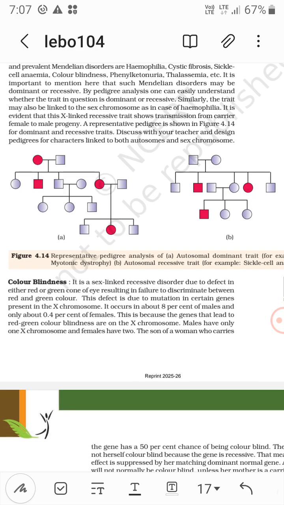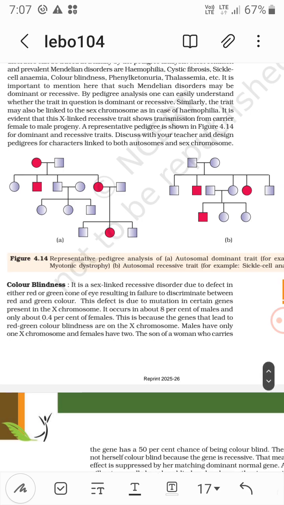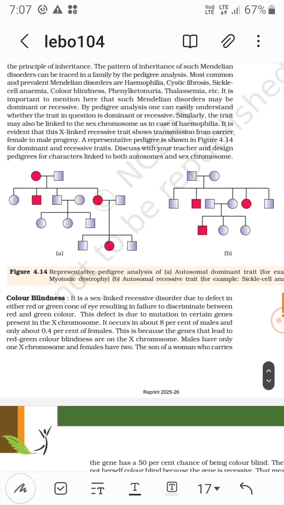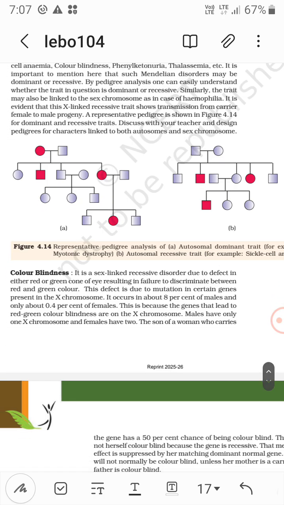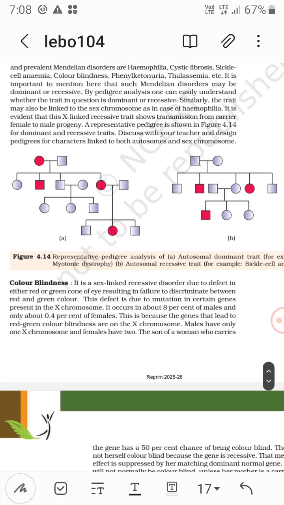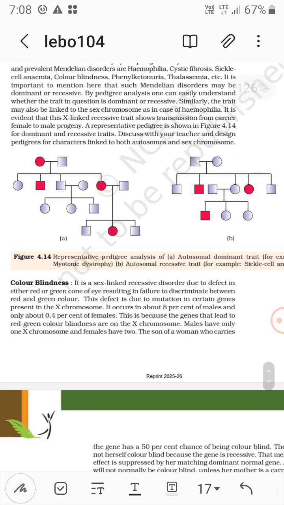So hemophilia is sex linked. It is evident that this X-linked recessive trait shows transmission from carrier female to male progeny. Now, discuss with your teacher and design pedigrees for characters linked to both autosomes and sex chromosomes.